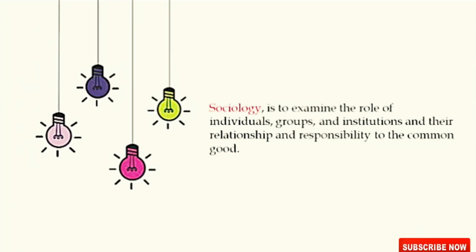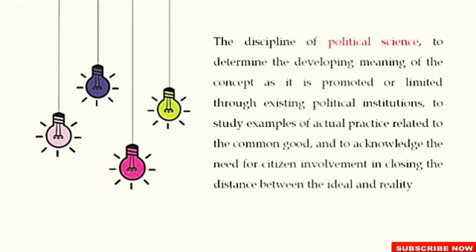Sociology examines the role of individuals, groups, and institutions and their relationships and responsibility to the common goal. The discipline of political science, on the other hand, determines the developing meaning of the concept, how it is promoted or limited through existing political institutions, studies examples of actual practice related to the common good, and acknowledges the need for citizen involvement in closing the distance between the ideal and reality.